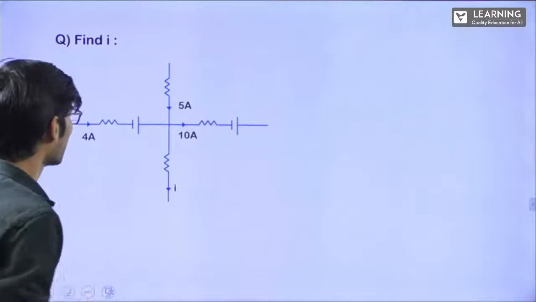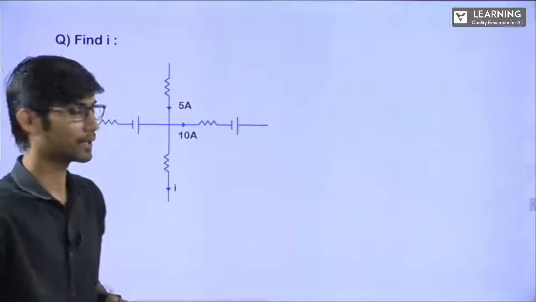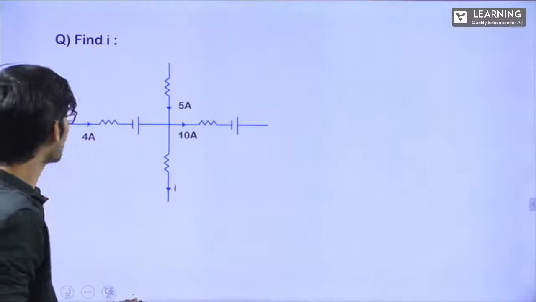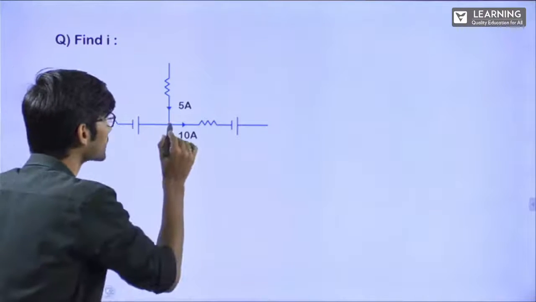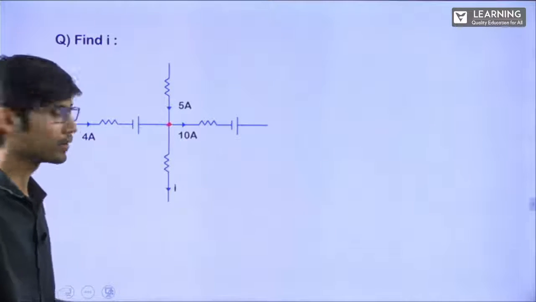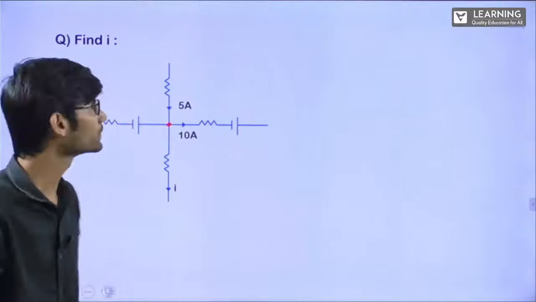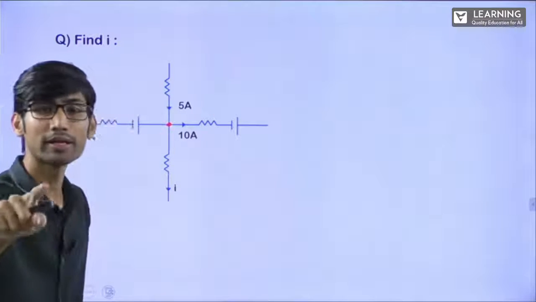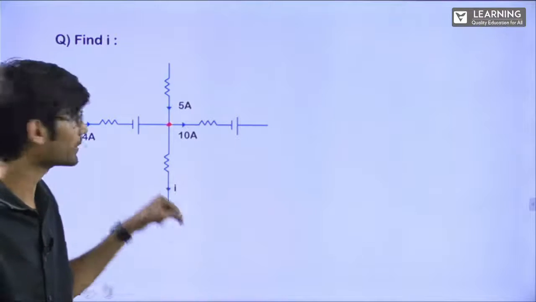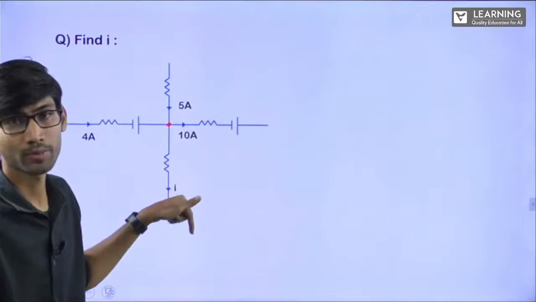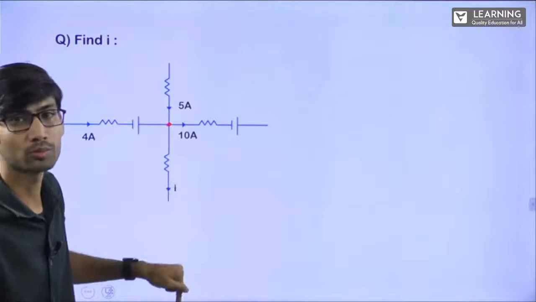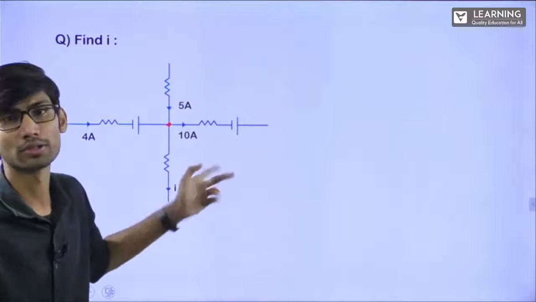Now, how to find it using the law? See here, the direction of current is mentioned like this. That means this is entering the junction, this is the junction. These two currents are entering the junction, these two currents are exiting the junction. Now we need to find I. The answer you get will actually tell you the direction also. If it comes positive, that means the direction which was assumed was correct. If I comes as negative, that means the actual direction is opposite to the one we assumed.